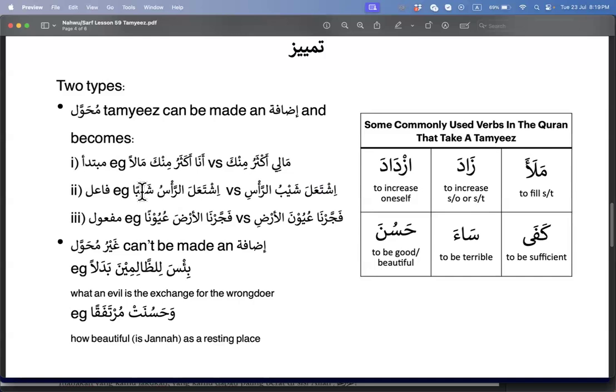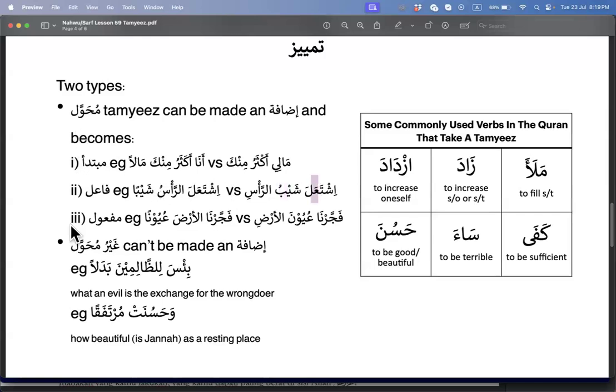So here, the tamyiz is shaiban. Okay. So how do the Arabs think of this again? We're talking about the white hair on the head, right? So they make it into idafa, and then it becomes the fa'il now. So ishta'ala means to fill the white hair of the head, basically, fill, penuh.